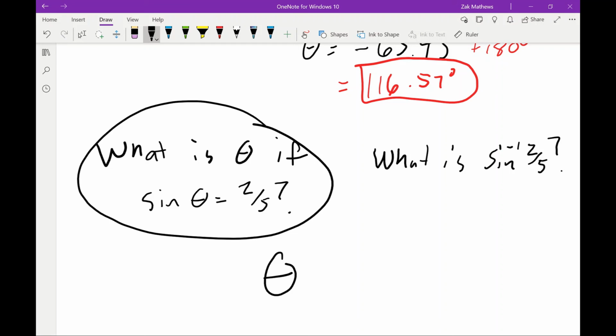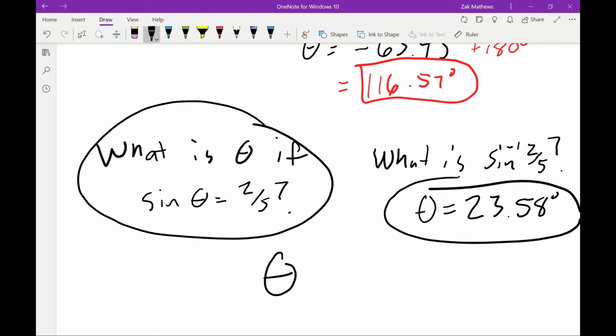So when I take the inverse sine in my calculator, let's see what we get. If we are using degrees, we would get an angle of 23.58 degrees. And in radians, that would be 0.4115. But that is just what the calculator is giving me for the inverse sine. But if the original question is really, what is theta if sine theta is equal to 2/5, I'm going to have to start off the same way.